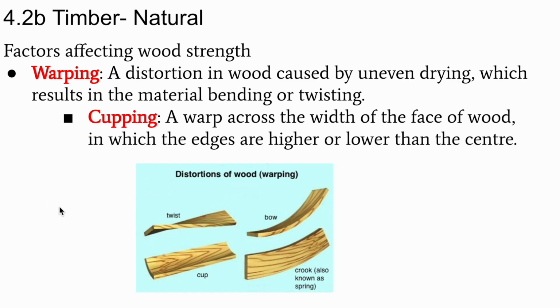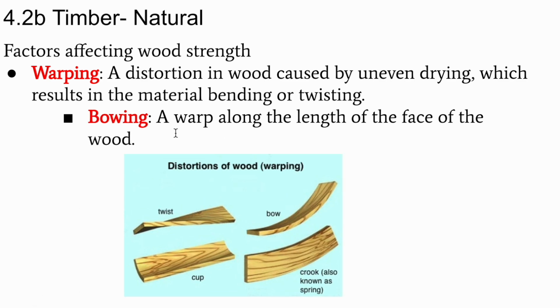Cupping is a warp along the width of the face of the wood in which the edges are higher or lower than the center. You can see here the example of cupping, and we want to try to avoid this with careful drying of the wood. We can see here bowing. Bowing is a warp along the length of the face of the wood, and you can see here it looks like a bow-and-arrow kind of bow, and the ends of this are going to be higher than the middle.